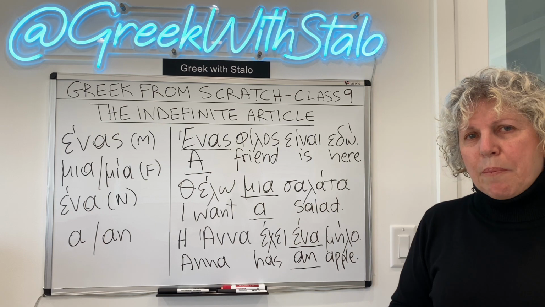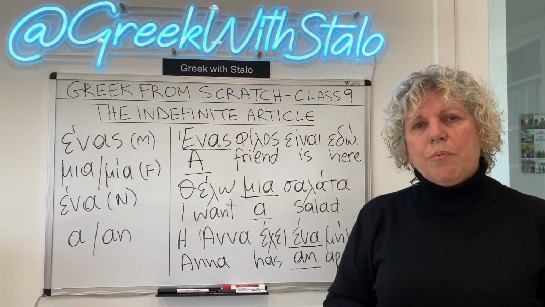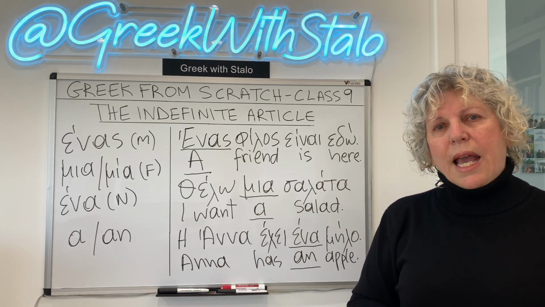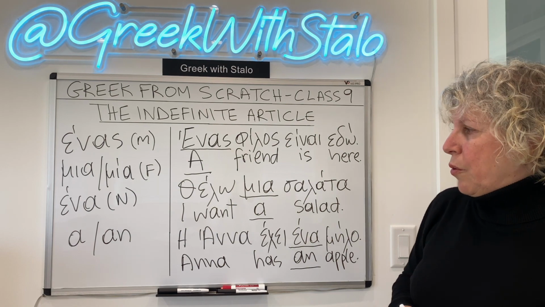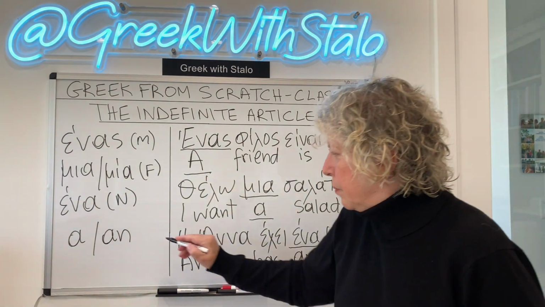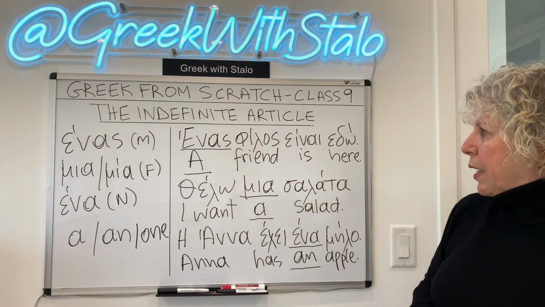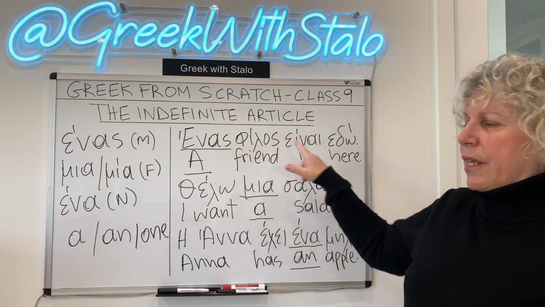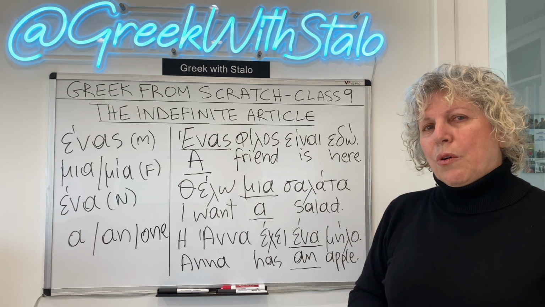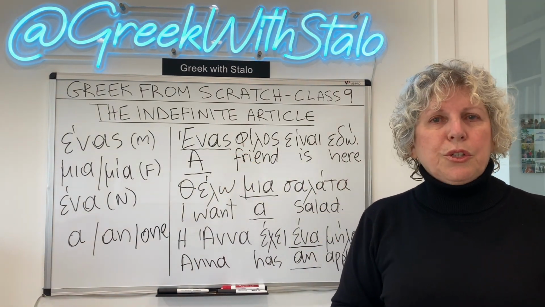Now, it so happens that the indefinite article, ένας, μια or μία, ένα, is also the numeral 1, ένα. So, all these can also mean "one". Okay, let's see now how these sentences change a little bit when we use the indefinite article as a numeral.